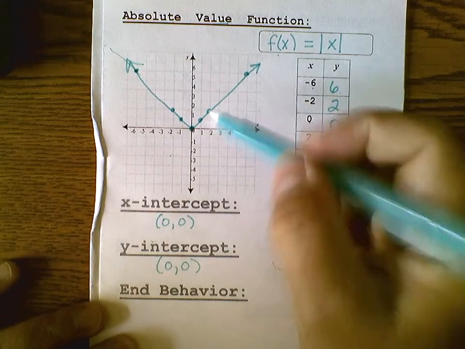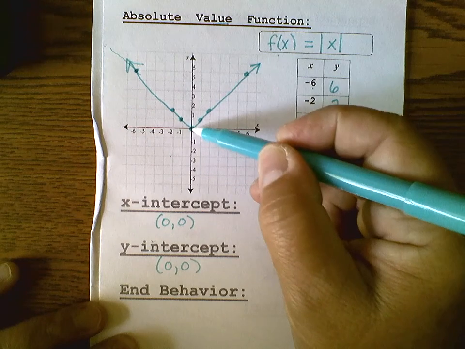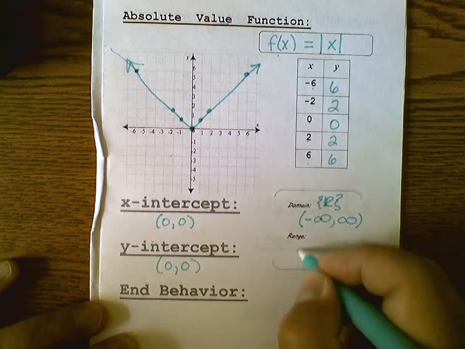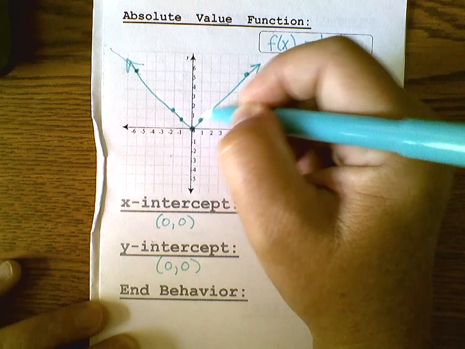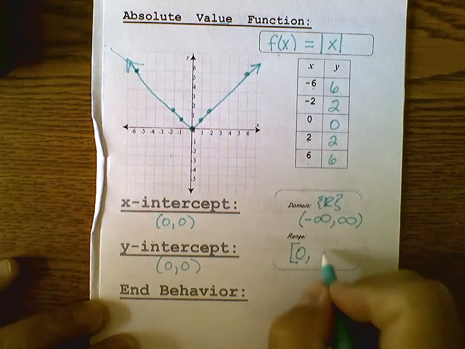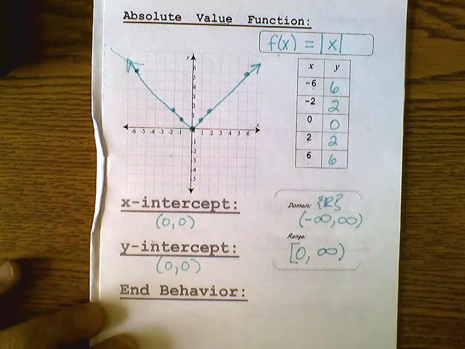The range, how far down on the y-axis does it go? 0. Again, that's a bracket. And then how far up does it go? Well, it goes up forever to positive infinity.